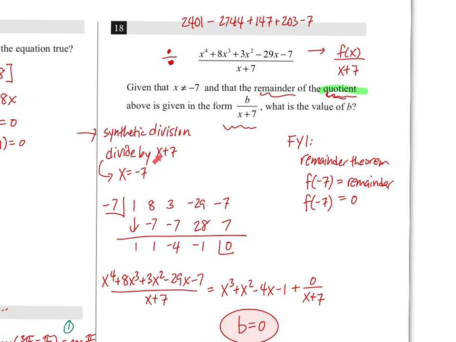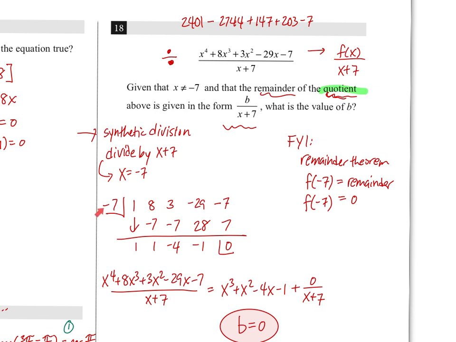Since we're dividing by x plus 7, that means that the x value that we're actually working with is -7. So we put that over here on the top left. Then we list out all of the coefficients from that polynomial. So it's 1x to the fourth, 8x cubed, 3x squared, minus 29x, and then -7. That's those values listed out left to right. Then we copy down the first number, and then we go into this pattern of just multiplying and adding.